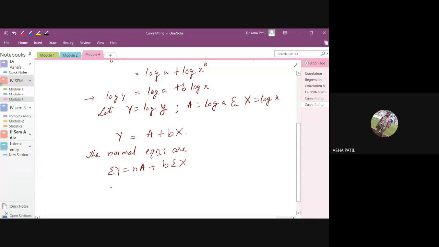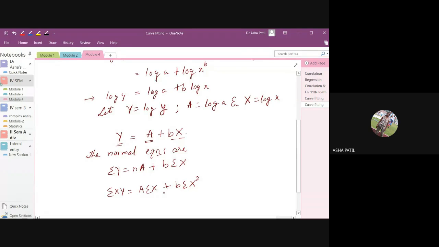The first thing to remember is that you write your capital X and capital Y correctly, otherwise surely you will go wrong here. You are multiplying by X and taking summation, so it is summation of XY. If you multiply by X, it becomes A into summation of X, then b into summation of X squared. Now these are the two normal equations.